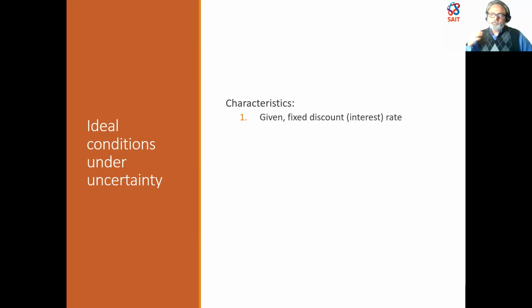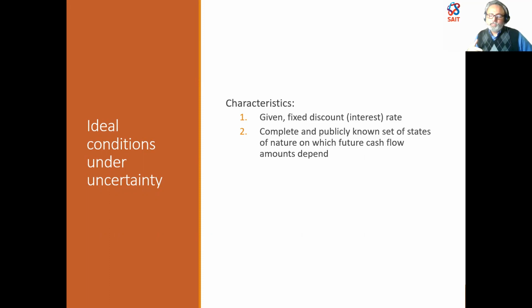However, because we are now incorporating uncertainty, we're saying we don't know for sure what exactly the future cash flow is going to be. Right? So that part is uncertain. That being said, we have the ability to describe what the future states of nature might be. States of nature are, think of it as circumstances.